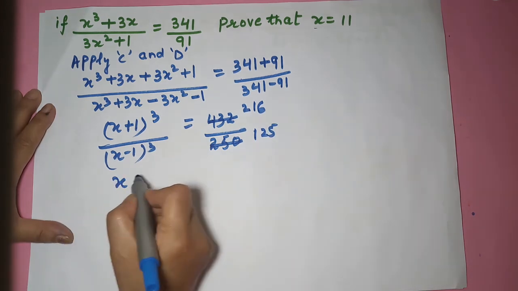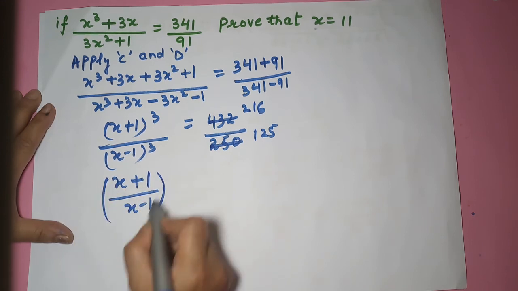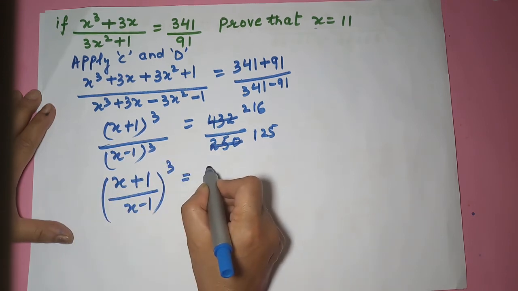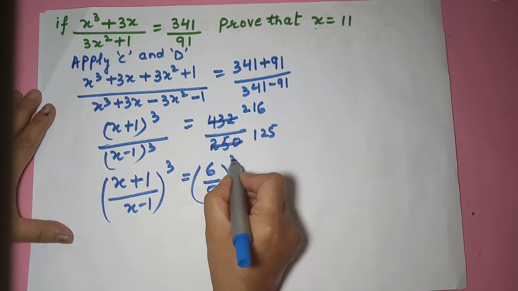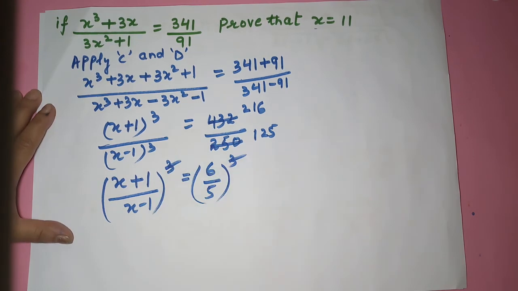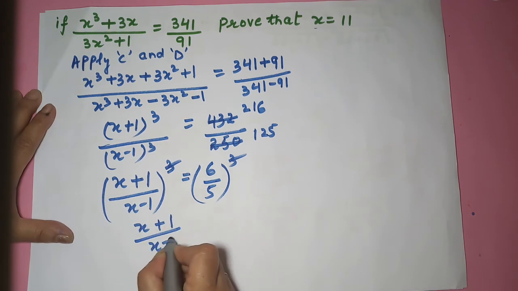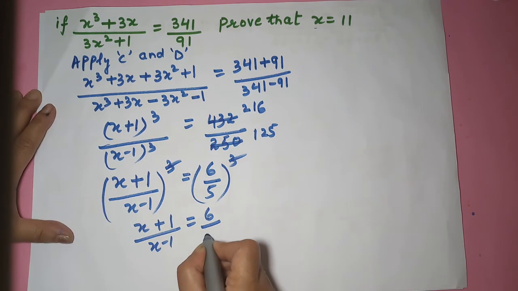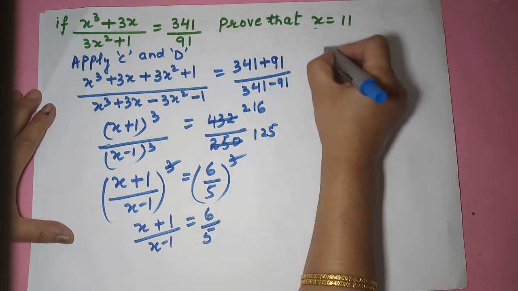So you have x plus 1 upon x minus 1 whole cube equal to, can I write this as 6 by 5 whole cube? So my cube and cube will go. I am left with x plus 1 upon x minus 1 equal to 6 upon 5. Now here you can again make use of the componendo and dividendo, or you can directly cross multiply and get the value of x. Let's check. Let's multiply.